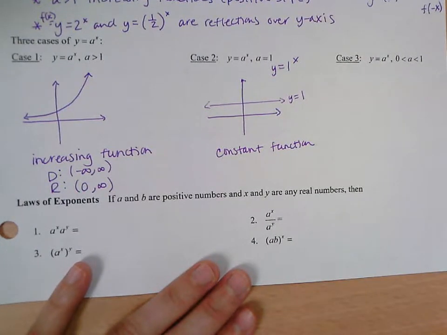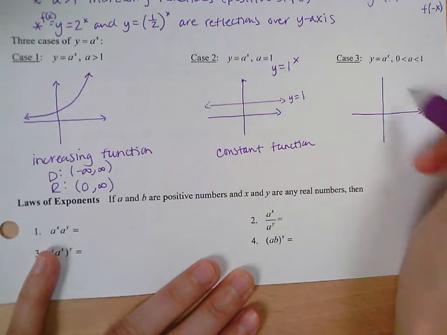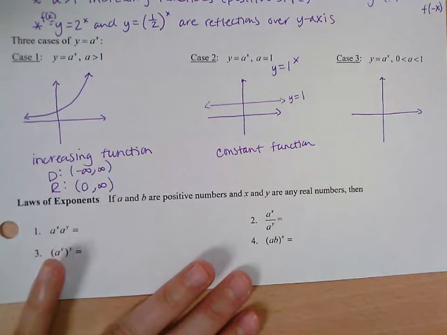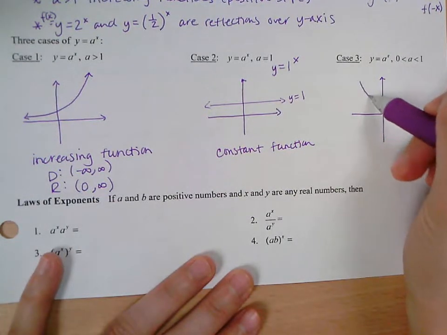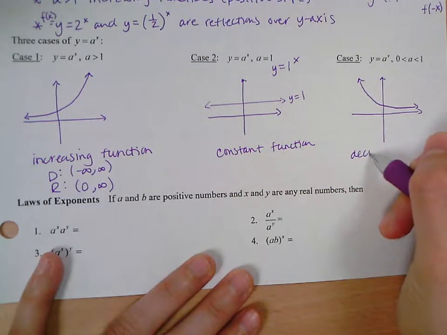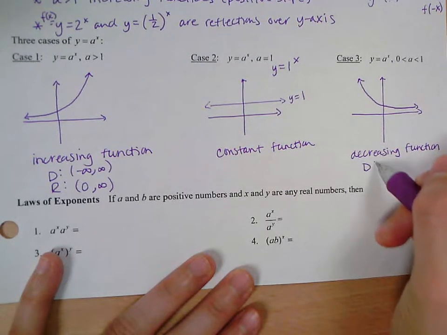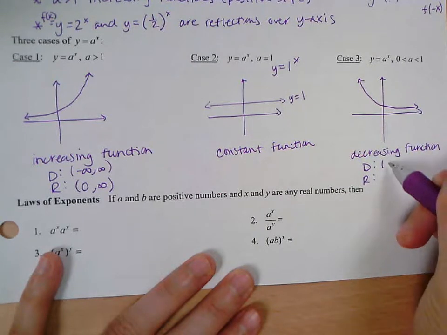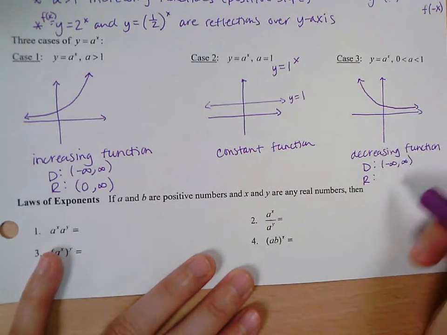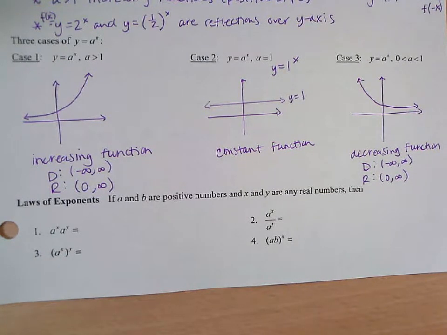All right, and then for case 3, we said if the a value is between 0 and 1, then it is a decreasing exponential function. And domain and range would be the same as the increasing. Of course, if there were transformations happening to it, the range would change, but the domain would always be all real numbers.